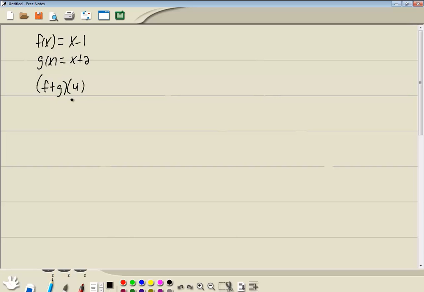Now, a big item here is being able to interpret this notation. What this is saying is, first, find f plus g, and then second, plug in 4 for x. That does not say multiplication. That does not say take f plus g times 4. So first off, let's find f plus g.